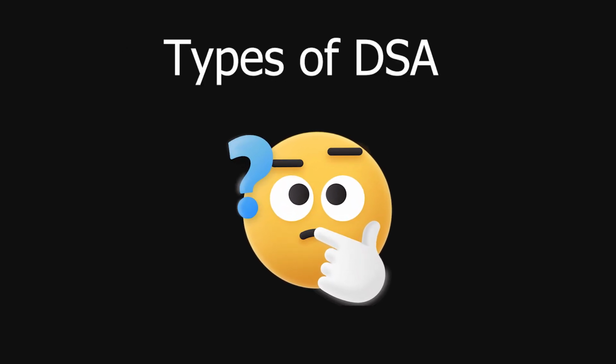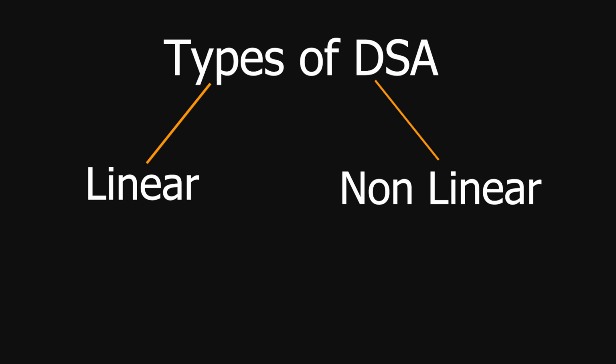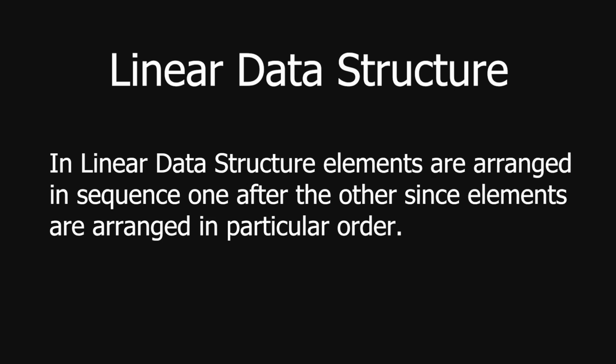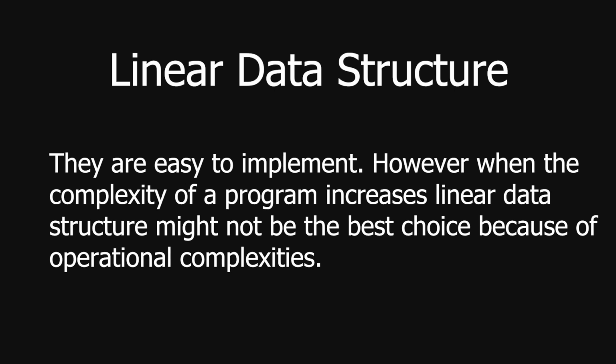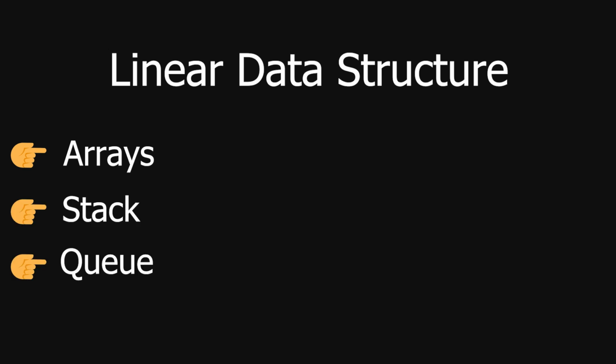Now, let's see what are its types. Basically, data structures are divided into two categories: linear data structure and non-linear data structure. Now, what are linear data structures? In linear data structures, the elements are arranged in sequence one after the other. Since elements are arranged in particular order, they are easy to implement. However, when the complexity of a program increases, the linear data structure might not be the best choice because of operational complexities. Popular linear data structures are arrays, stack, queue, and linked list.